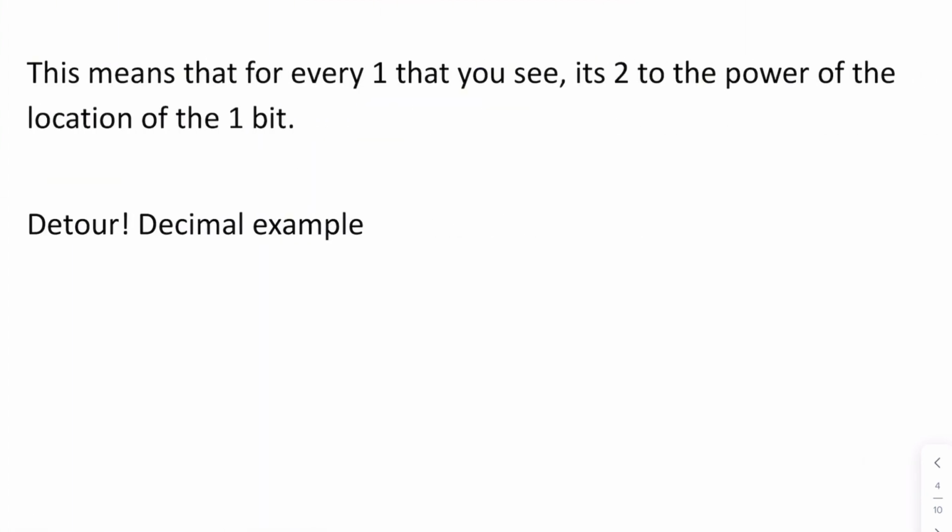Looking at binary, every 1 that you see is going to be 2 to the power of the location of that 1 bit. Now, this sentence may be confusing, so let's do a quick detour and look at decimals. Decimals are something we work with every single day of our lives since kindergarten, counting 1, 2, 3, 4, 5. We subconsciously do 10 to the power of n with decimals, and we just don't realize it.